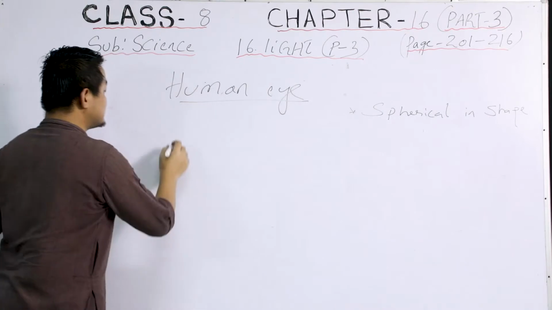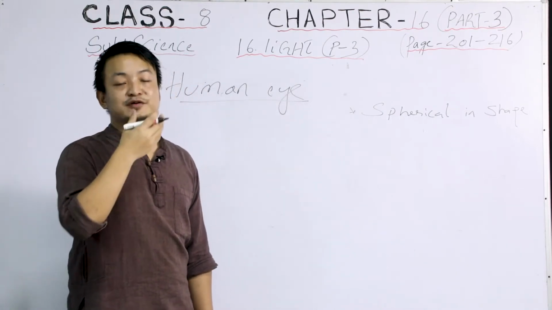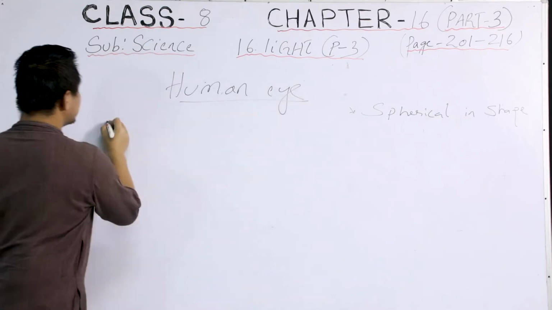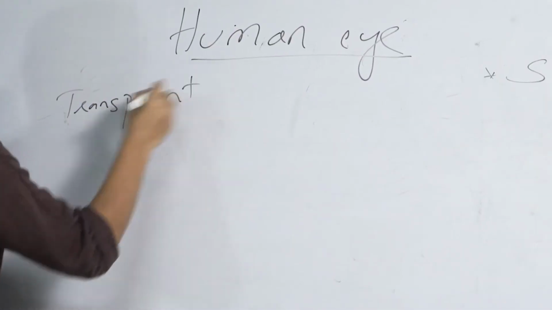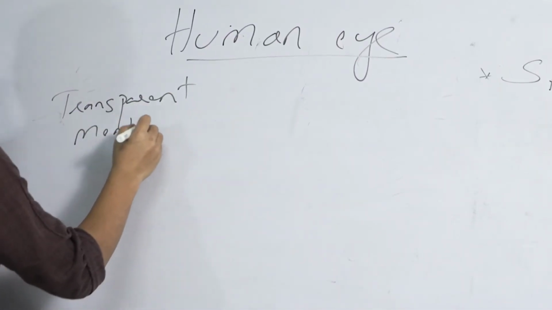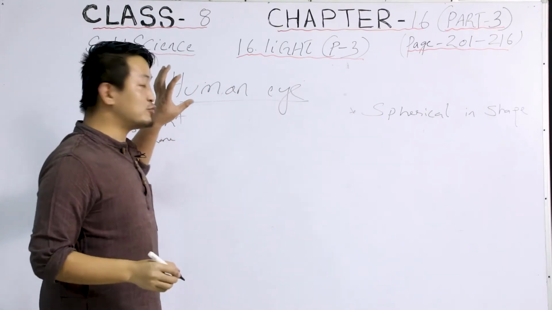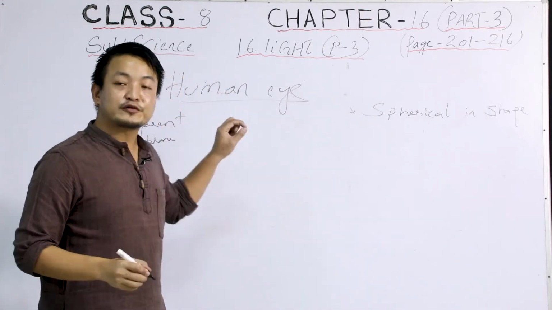Now, student, see, we have a transparent membrane in our eye. And what is the role of this transparent membrane? It also protects our eye.